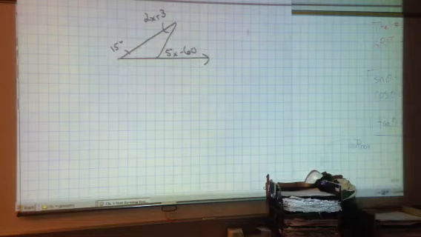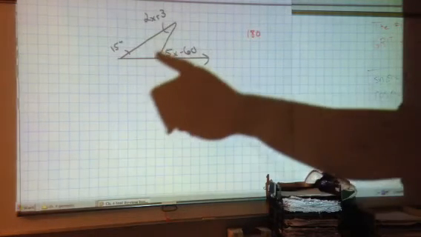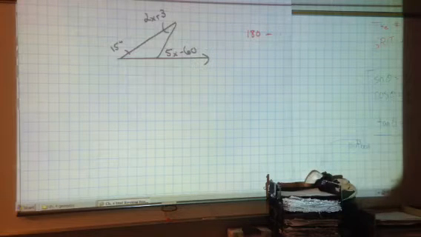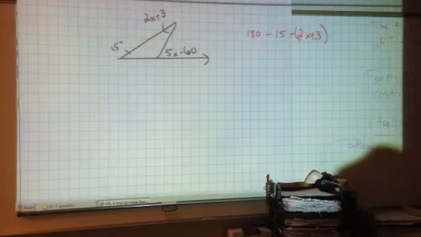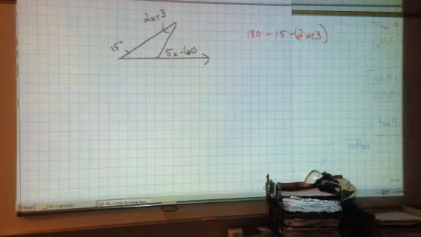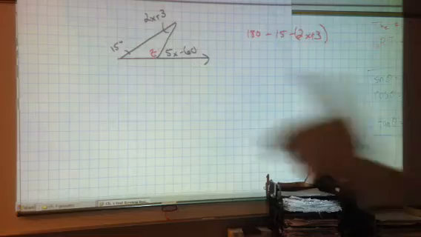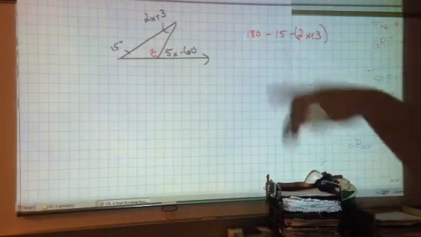So if I wanted to find out what this third angle is here, I do 180 minus 15 minus 2x plus 3. And that would equal this angle right here. Not x, we're all using x. We'll call it z. All right, so z is the same as this amount right here.